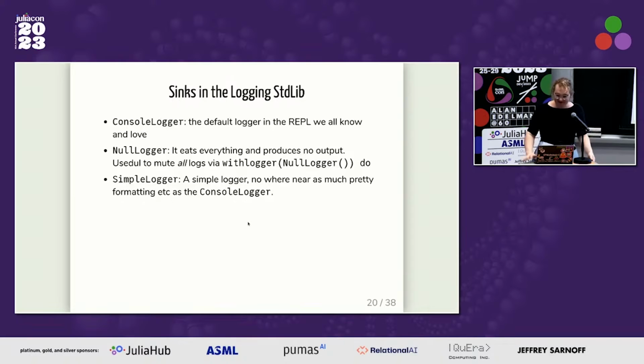So there are 3 sinks basically in the standard library for logging. There's the console logger, which we all know and love, which has all the fancy features, nice pretty coloring. There's the null logger, which just eats everything, gives nothing in return. It's a black hole. So when you want to turn off log messages entirely, you just say with logger, null logger, and it's all gone. Everything's gone. Finally, there's the simple logger. It's nowhere near as pretty as the console logger, but it is very simple.